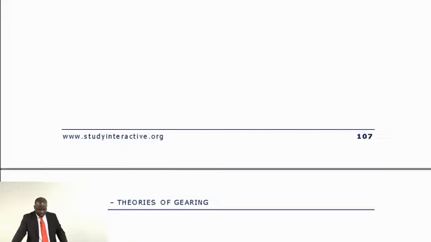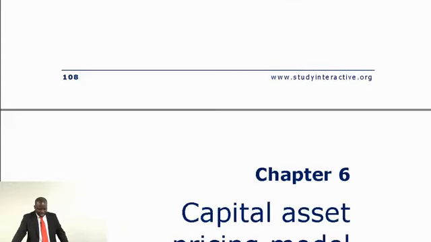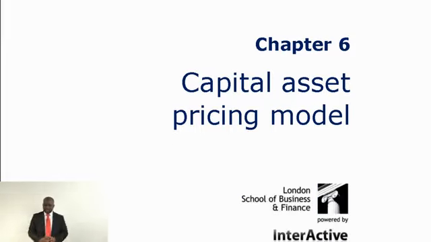Okay, so now let's move on to chapter number 6, which deals with the capital asset pricing model. According to the capital asset pricing model, the cost of capital should reflect both business and financial risk.